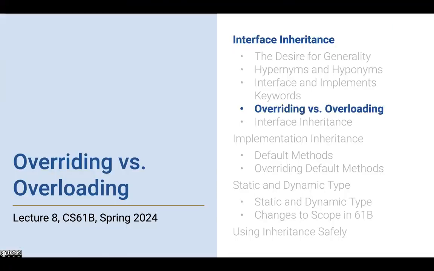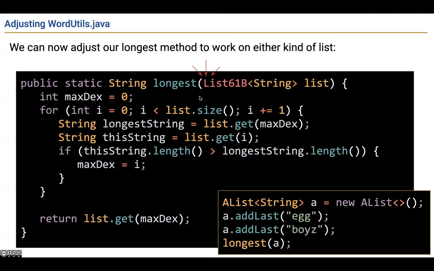OK, so that's what the blueprint was, and now we were able to use List61B as the argument, and now we can take in anything you want, AList, SList, even lists that have not been invented yet, which is pretty cool.